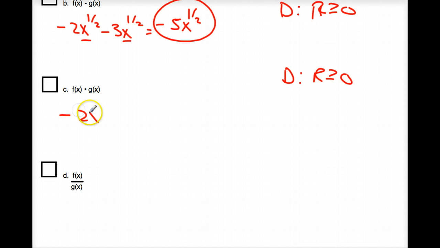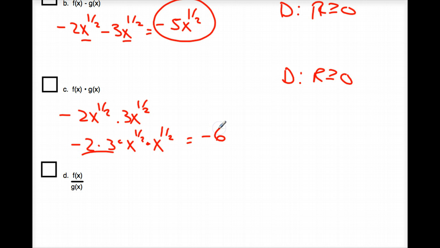Multiplying. Some people get hung up on thinking the -2 is connected to this x to the 1/2, the 3 is connected to the x to the 1/2. You can rearrange these by operation or by properties of multiplication. And if you do so, you can say, hey, -2 and 3 go together to get -6. And then these go together right here. x to the half times x to the half is x to the half plus half, which is 1.